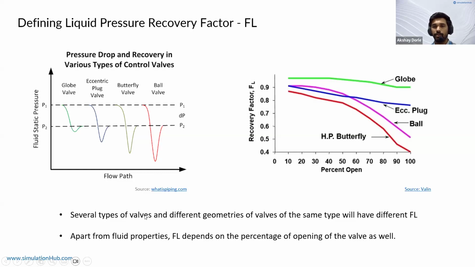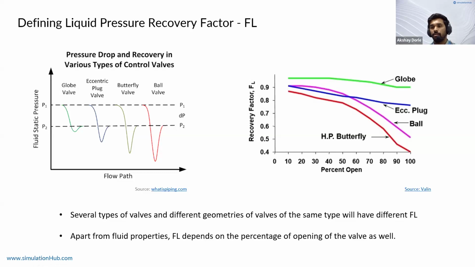Even two valves of the same type, let's say they are butterfly valves, but two different designs, would have two different FL values. Not only does FL depend on the geometry, it will also depend on the opening, because it's directly related to the vena contracta. As we have already seen, the vena contracta determines how much flow will go through the valve. If it changes, as it does in this plot from 10% to 100% opening, the FL also changes.